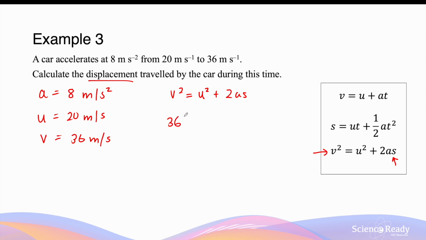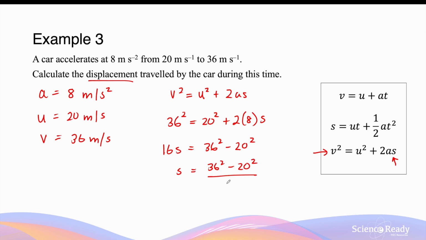v is 36, so 36 squared is equal to 20 squared plus 2 times 8 meters per second squared times the displacement s. So we'll get 16s is equal to 36 squared minus 20 squared. So s is equal to 36 squared minus 20 squared, divided by 16. The displacement equals 56 meters in the positive direction.